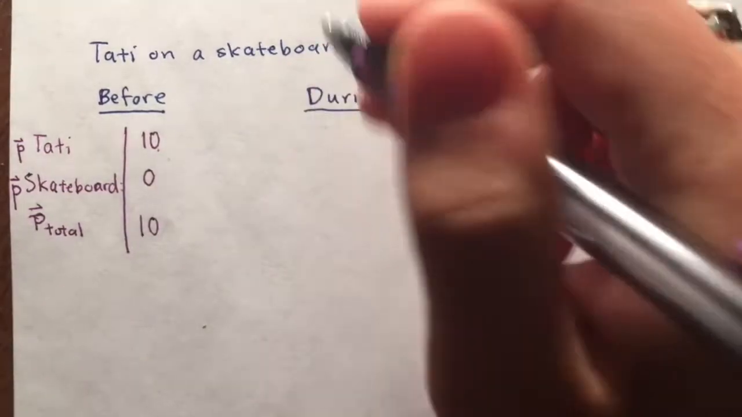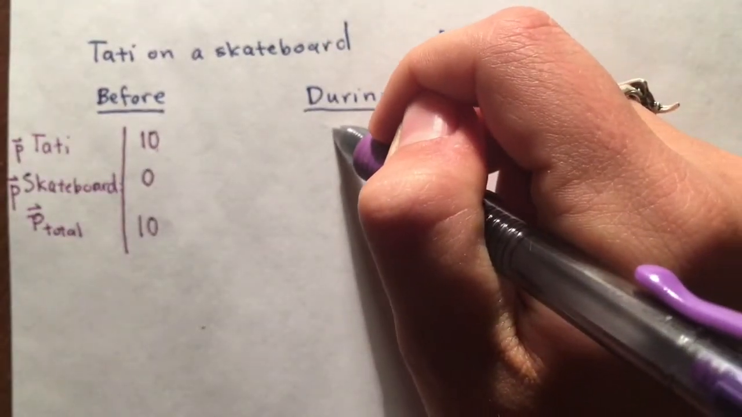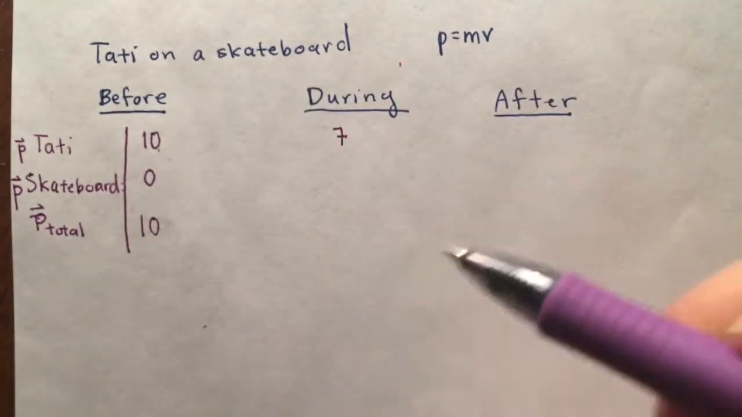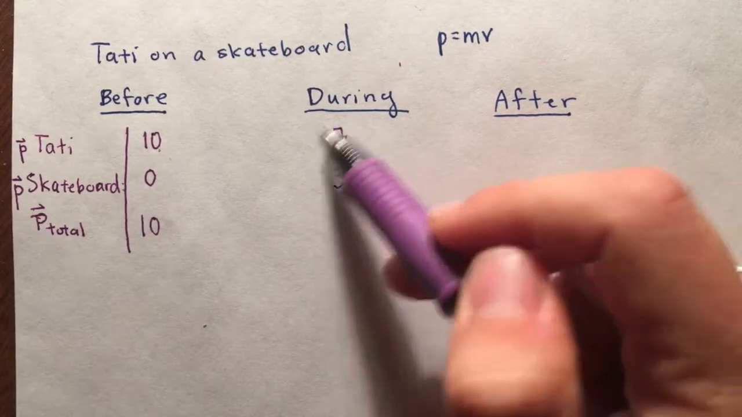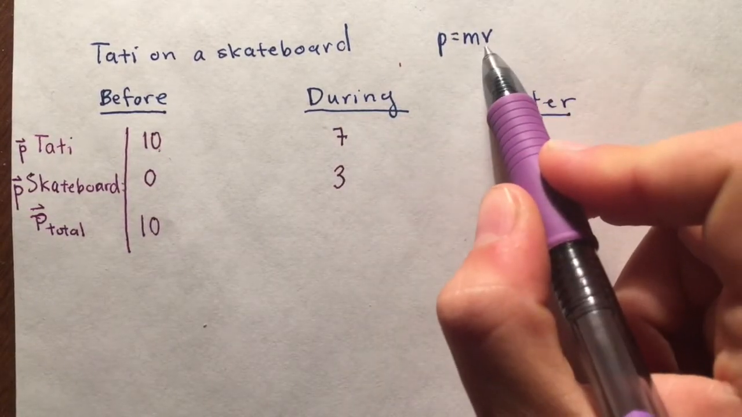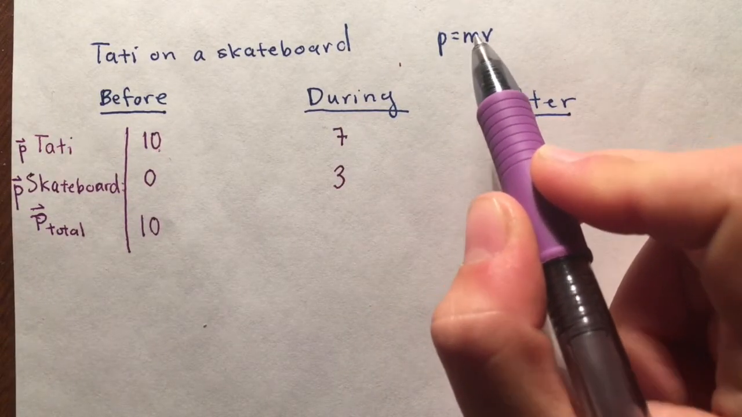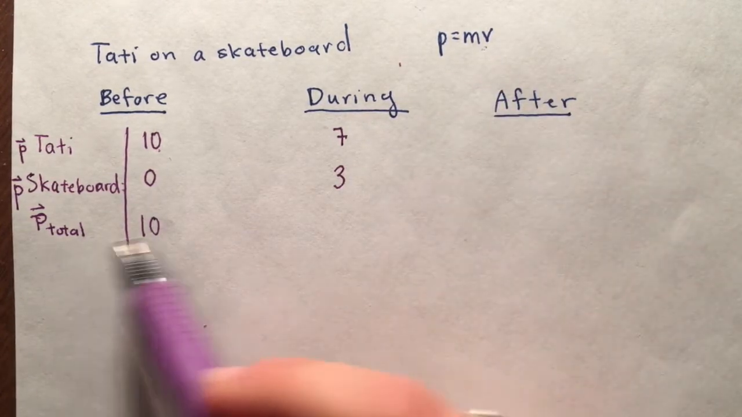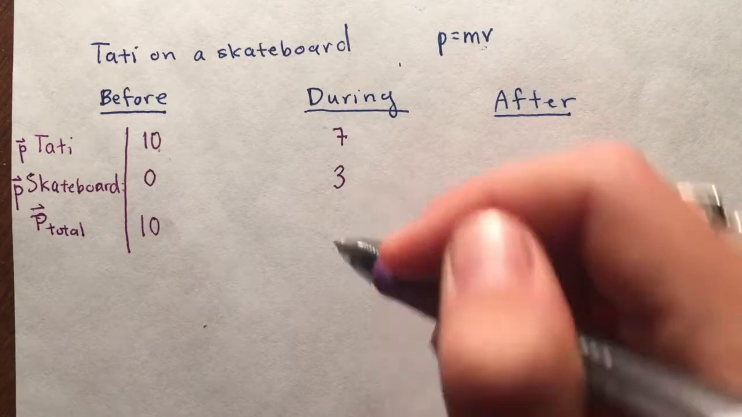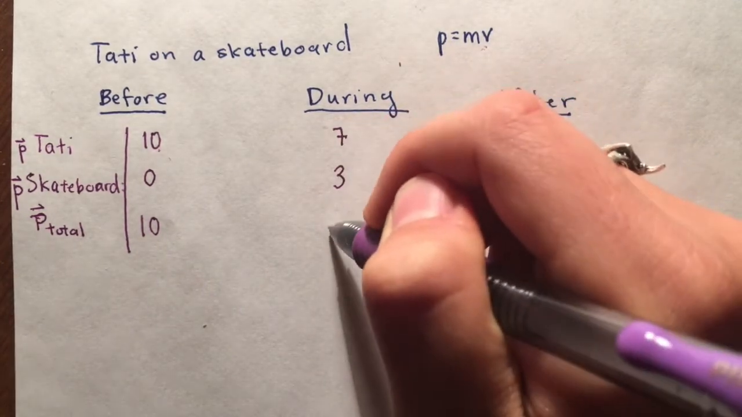So I might have a momentum of 7, for instance, and the skateboard might have a momentum of 3. And so I have more momentum because we are moving at the same speed, but I have more mass, so I have more of the momentum. What is our total momentum of the system? It is 10. I add 7 and 3.